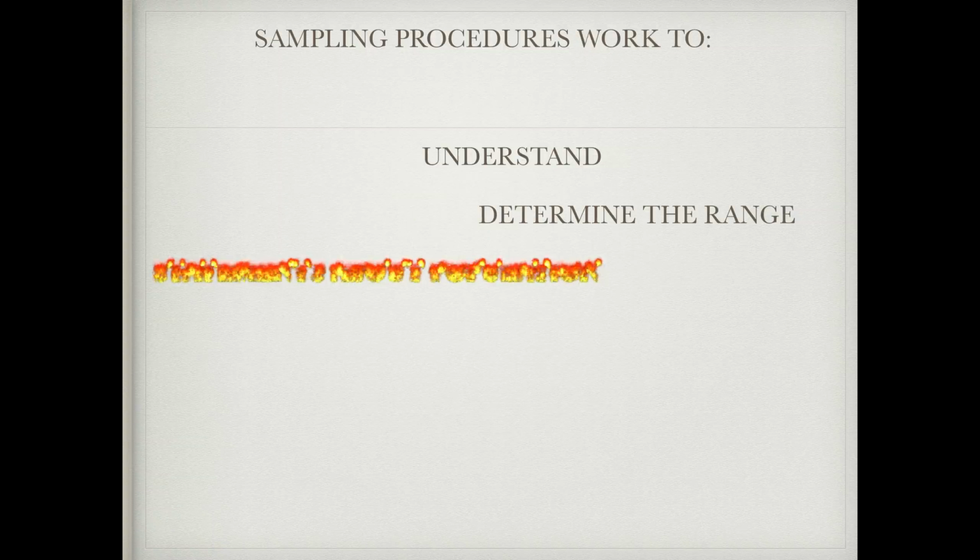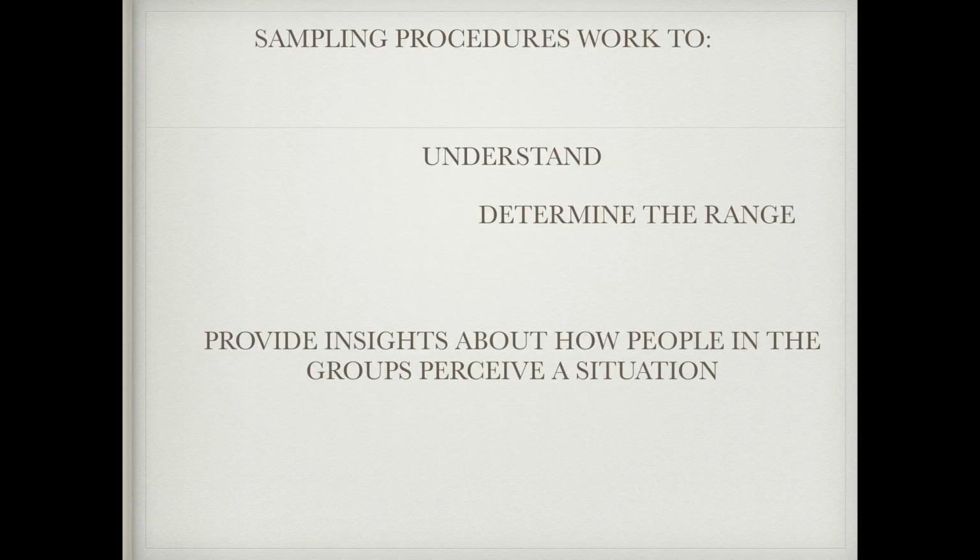The intent is not to generalize, but rather to determine the range. The intent is also not to make statements about a population, but rather to provide insights about how people in the groups perceive a situation. Now remember, while a degree of randomization may be used, it's really never the primary factor in selection. When randomization is used in focus groups, it's often to eliminate the selection bias that's inherent in some forms of personal recruitment.